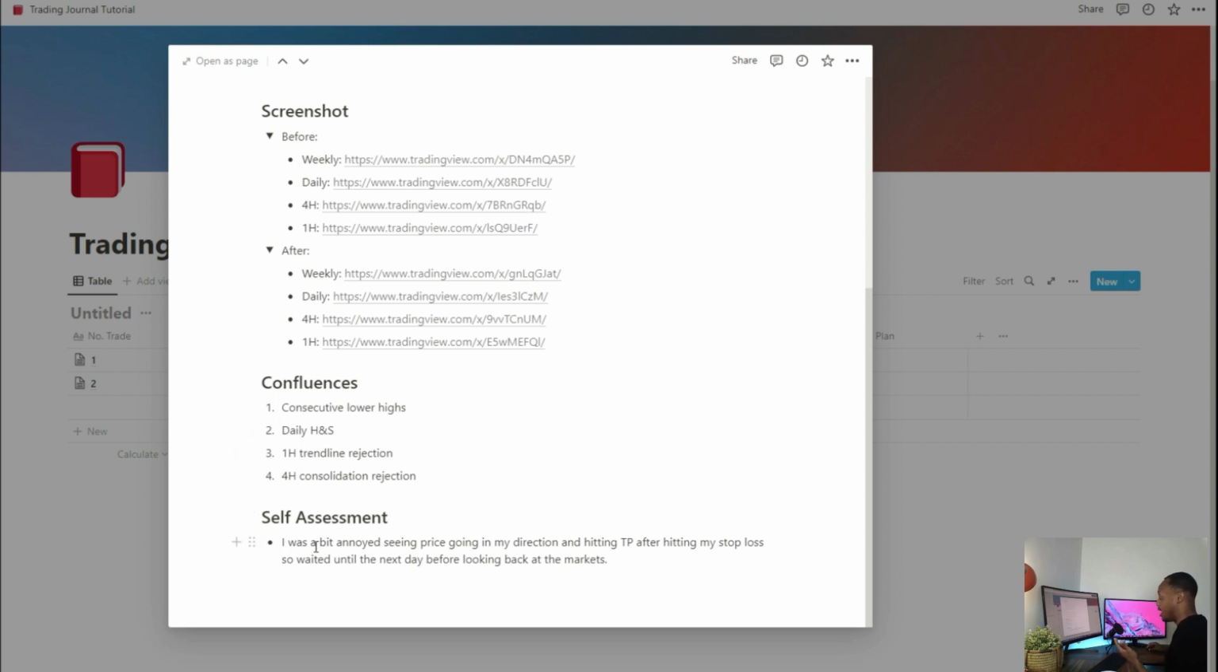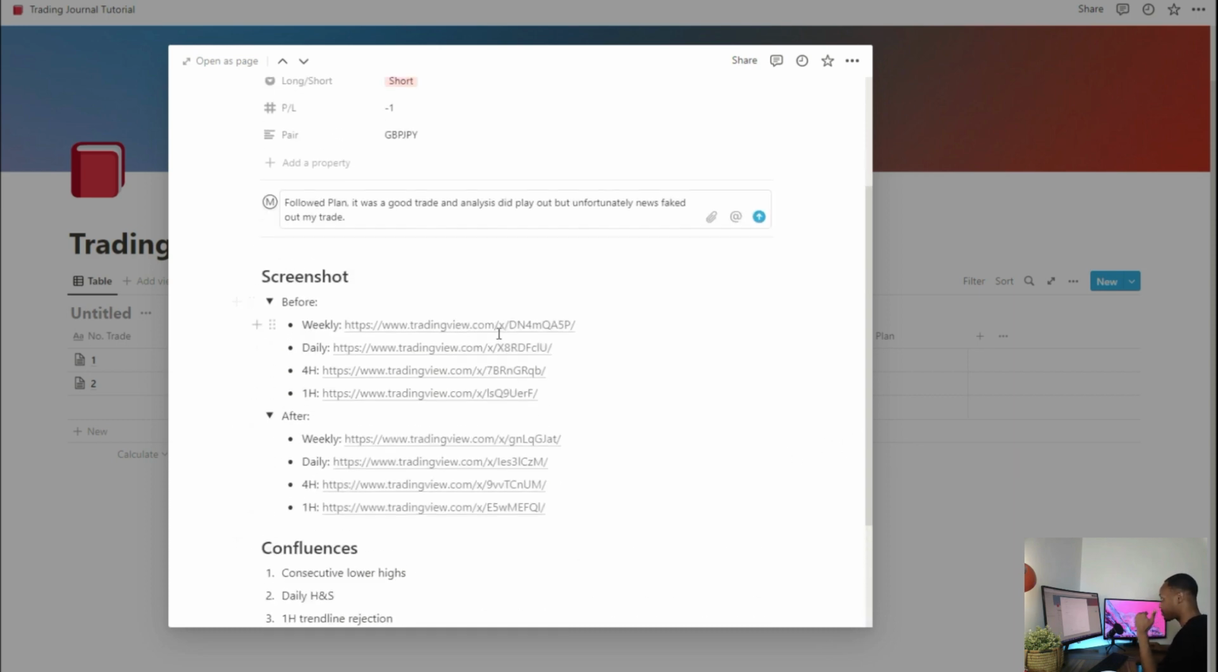You can see here I said I was a bit annoyed. Price going in my direction, hitting TP after my stop loss. After hitting my stop loss, I waited until the next day before looking back at the markets, because I was annoyed to see the market play out how you expected, but obviously take the loss instead. It is a bit annoying, and sometimes people use that emotion to get back at the market and get back involved when things are not looking that great. So I did wait some time for that emotion to settle, then come back the next day clear.